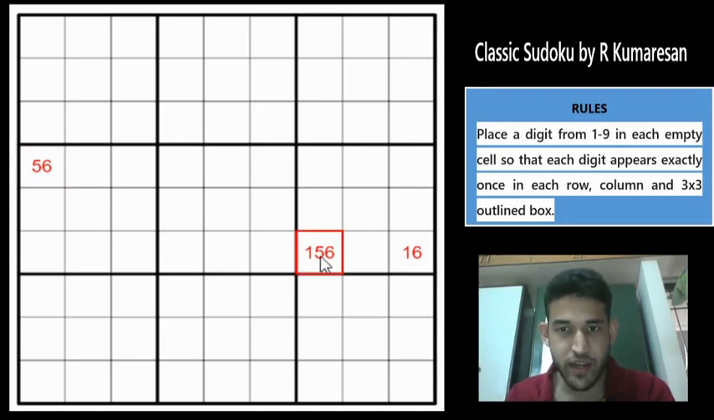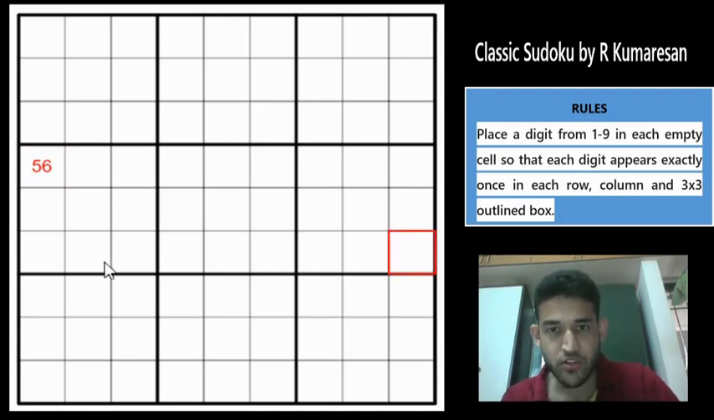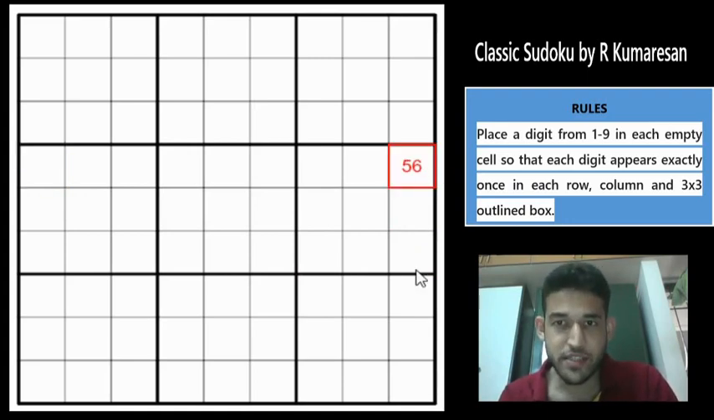Sorry guys, this example is slightly wrong. So I'll make it a little bit correct. So let me put a 5,6 here. Let me put a 1,5,6 here and a 1,6 here. Yeah, I think this should work.